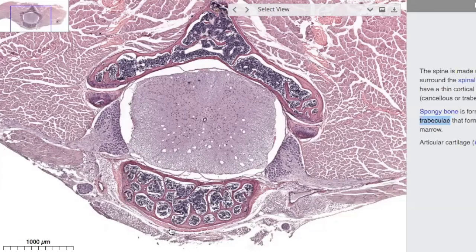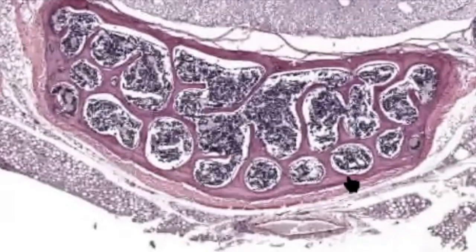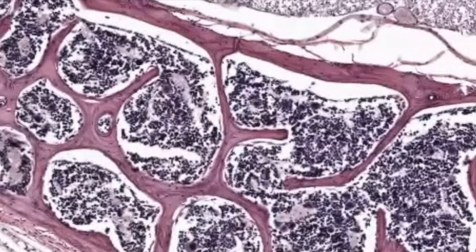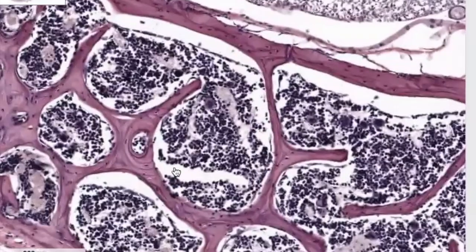So on the outside, you have a thin layer of compact bone. Everything on the inside here, all these little struts, this whole inside right here is spongy bone. So these black dots right here are actually bone marrow, but these struts right here are called trabecula, right? And this is considered the functional unit of spongy bone. They make up the structure of the inside of the bone right there.